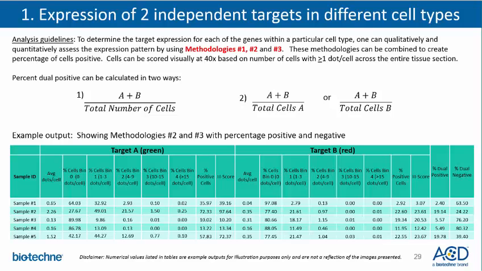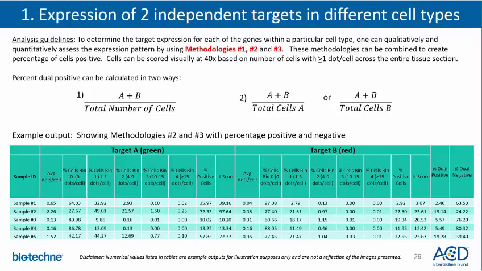This example output chart builds upon the earlier chart for one target, but now for each of the 5 samples, there are 2 targets, target A and B. For each target, average dots per cell, the percentage of cells that fall into each bin, the total percentage of cells positive for the target, and the H-score are generated. Additionally, the percentage of cells that are dual positive and that co-express both markers and the percentage of cells that are dual negative are generated.